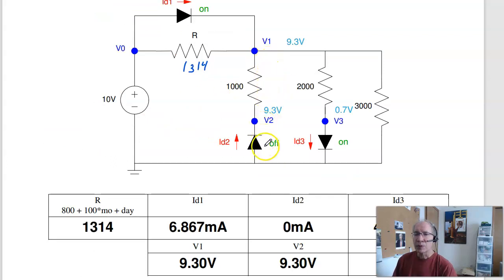This diode is probably off. Diode 3 is probably on. If it's on, it's 0.7 volts. Off means there's no current flow, so V1 equals V2. Now we can write the node equations.